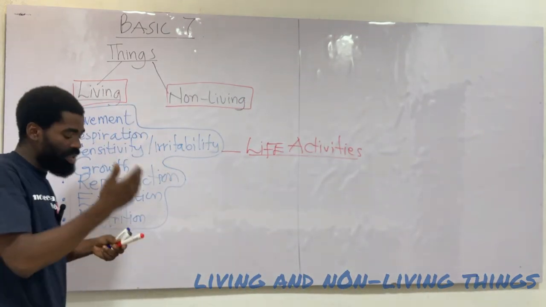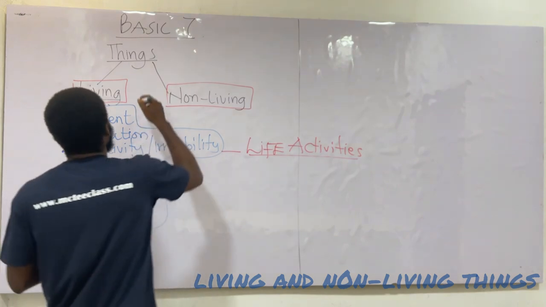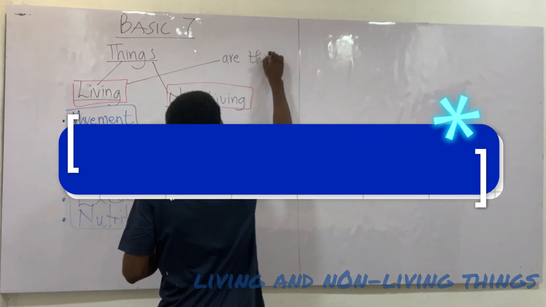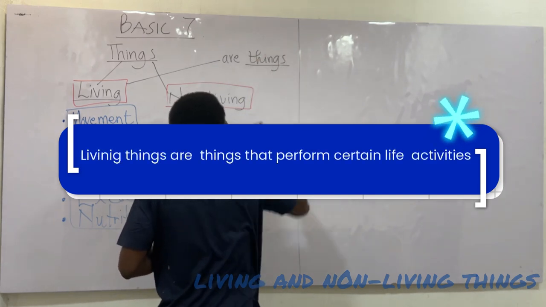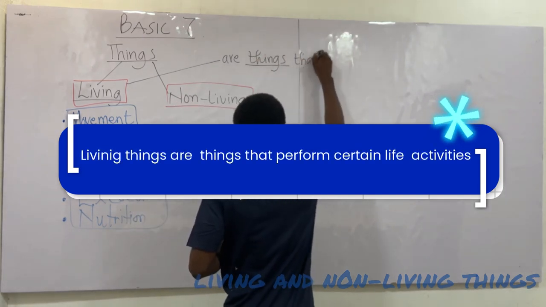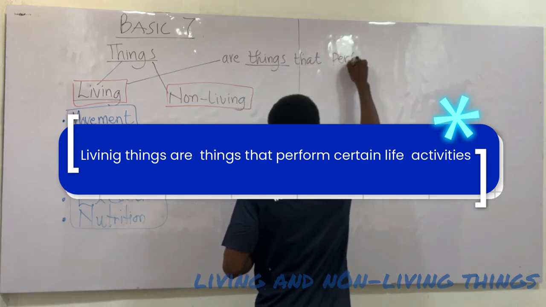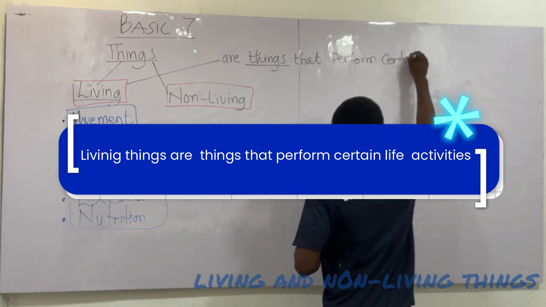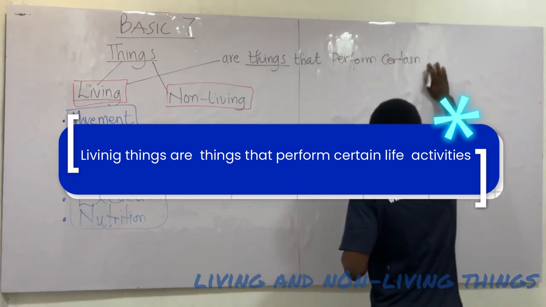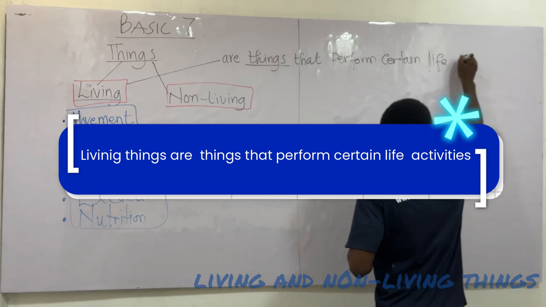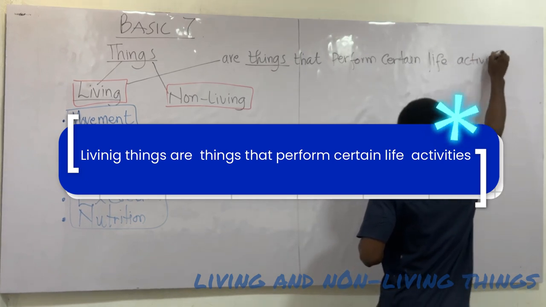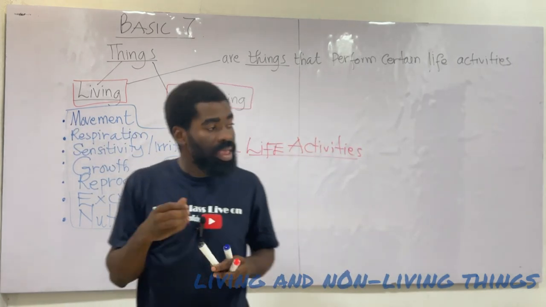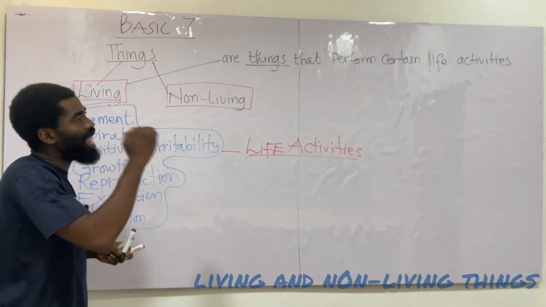So that is what we're talking about when we talk about living things. So therefore, let's define living things. What are living things? Living things are things that perform certain life activities or life processes. So these are living things.